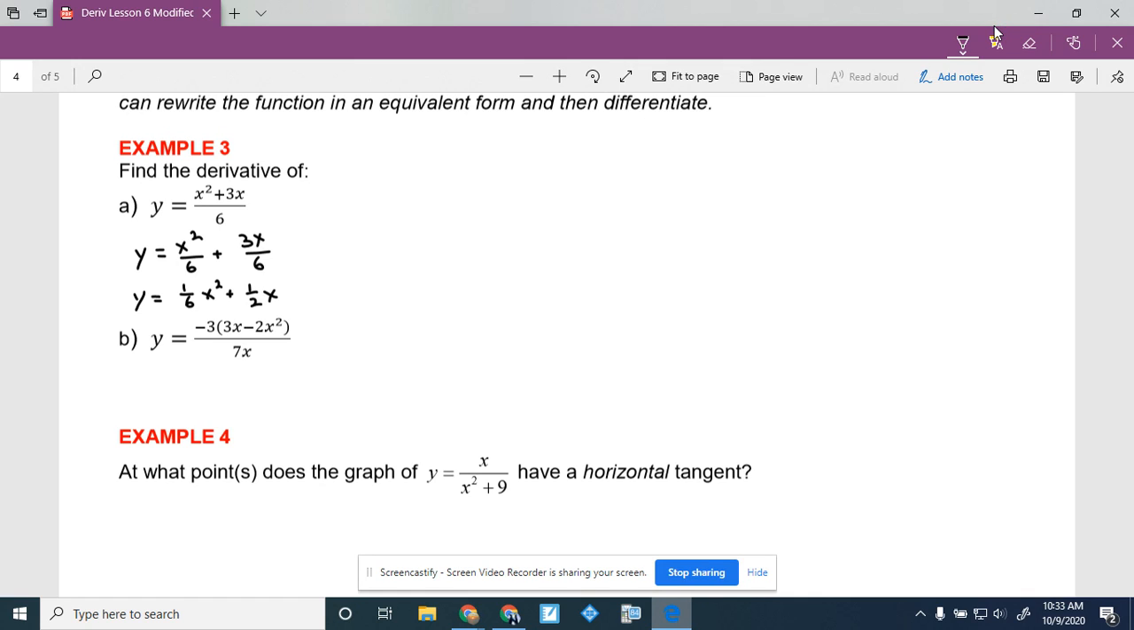Now, why would I want to do that? Well, because this is a sum, and the derivative of a sum is the sum of the derivatives, right? And in each part of this sum, you have a constant times a function. This derivative is going to be pretty easy to get, right?